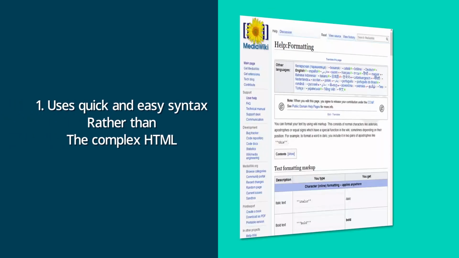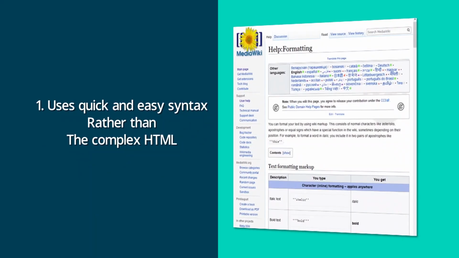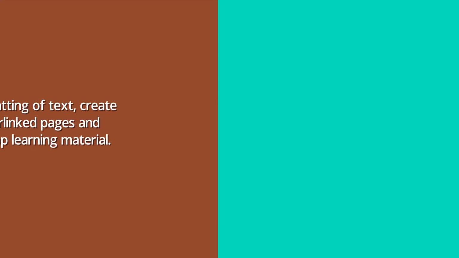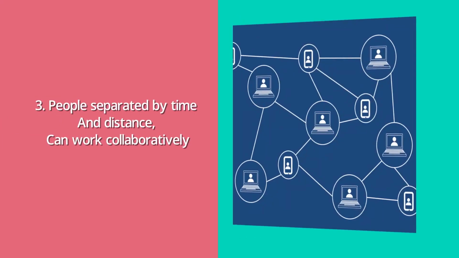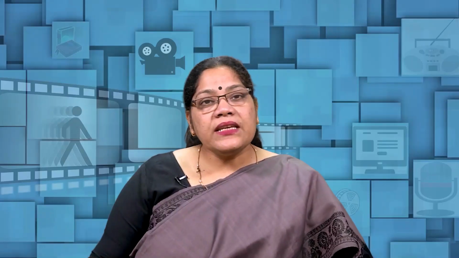Wiki, true to its meaning, uses a quick and easy syntax rather than complex HTML code to publish on the web. It empowers users to format text, create hyperlinked pages and develop teaching learning material. The main strength of the Wiki is that it gives people separated by time and distance the ability to work collaboratively on the same document. You only need a good internet connection and an internet browser, as I said earlier. It is widely used as a web-based platform to share ideas, discuss and collaborate.